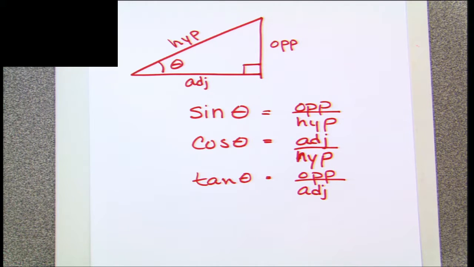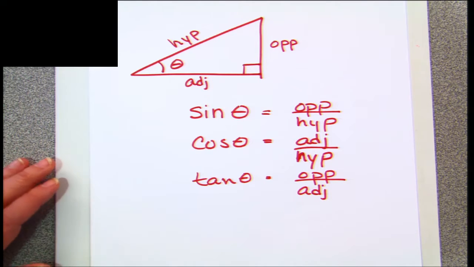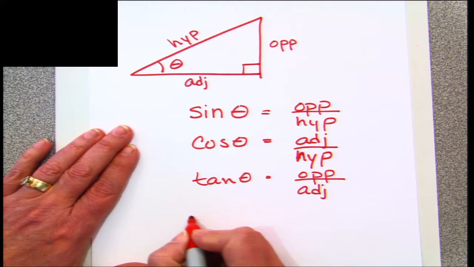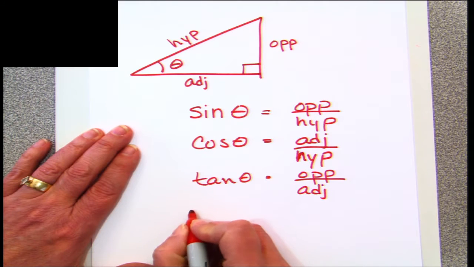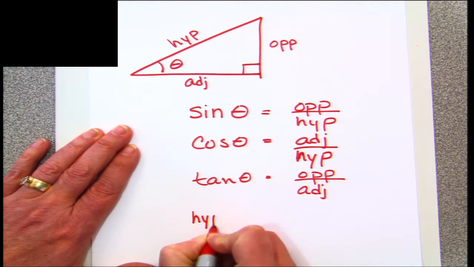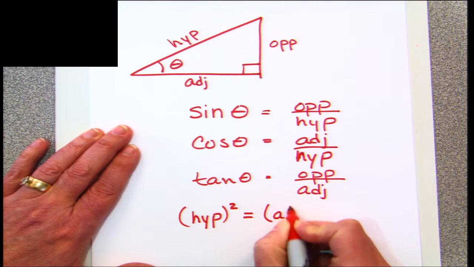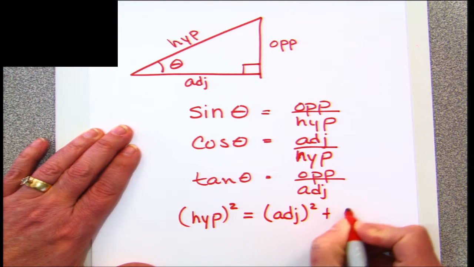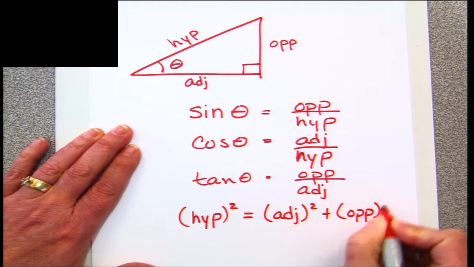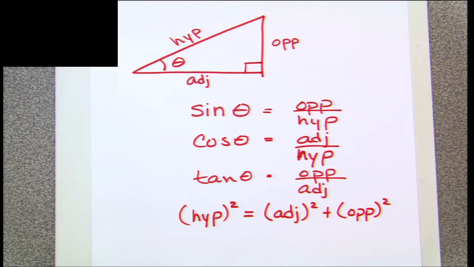The other part is the hypotenuse: good old Pythagorean theorem, a squared plus b squared is equal to c squared. So you've got that information in there. So there's your trig review, and that will help.